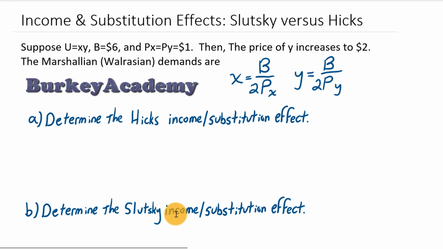So in order to do this as quickly as I can and focus on the income and substitution effects, I'm going to use a very simple utility function, just utility equals x times y, and we're going to start with a simple budget of $6, and the price of x and the price of y are $1.